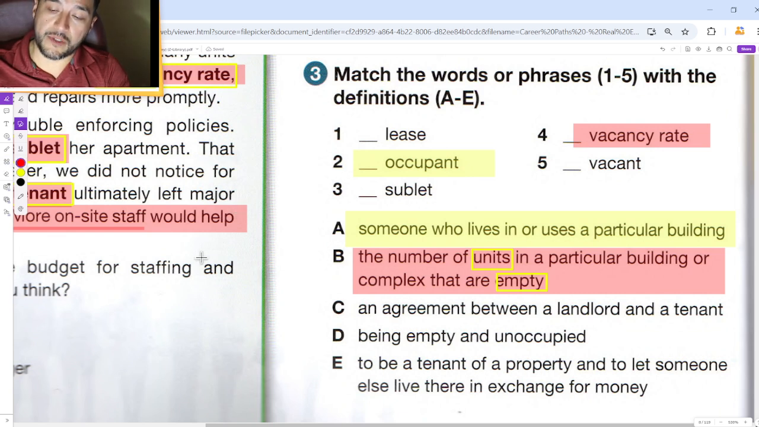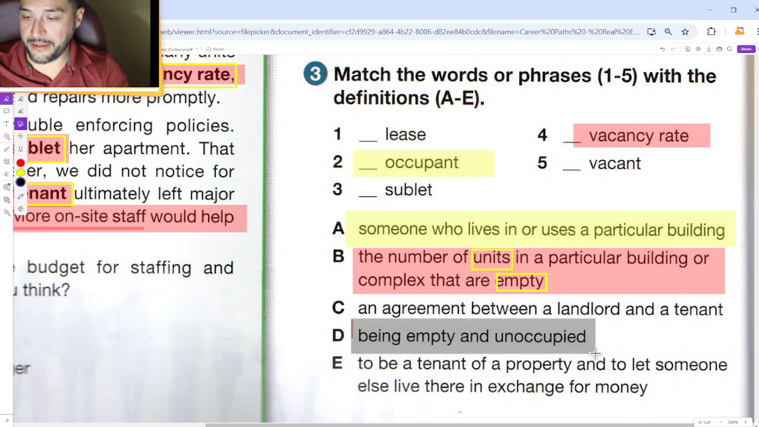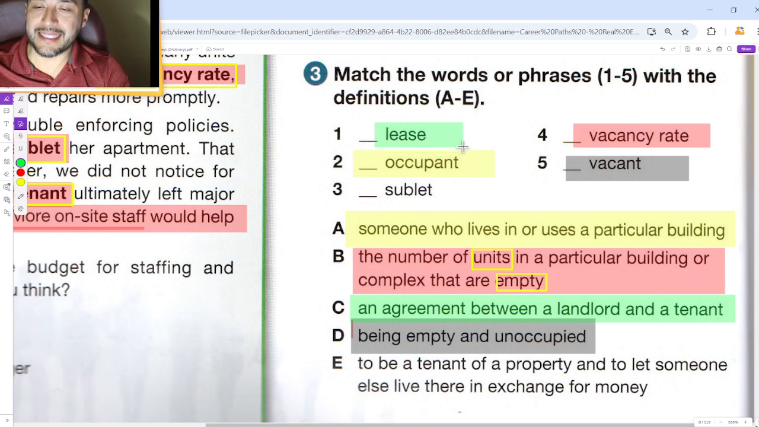So vacant, it's probably going to be empty. This one right here says shorter. It just says empty, unoccupied. Unoccupied, vacant, empty. Letter D. Next, letter C. An agreement between a landlord and a tenant. That's called the lease, or they call it the contract, some places, which is the agreement. That's where you have all the details and the rules and how much you have to pay.